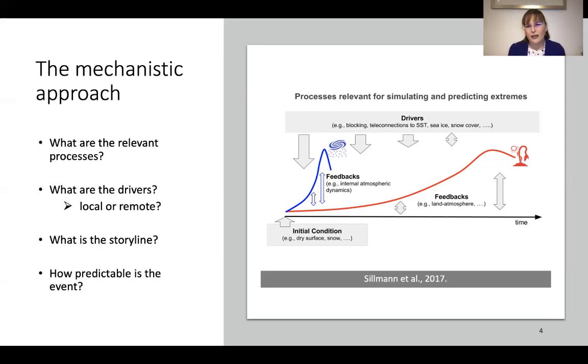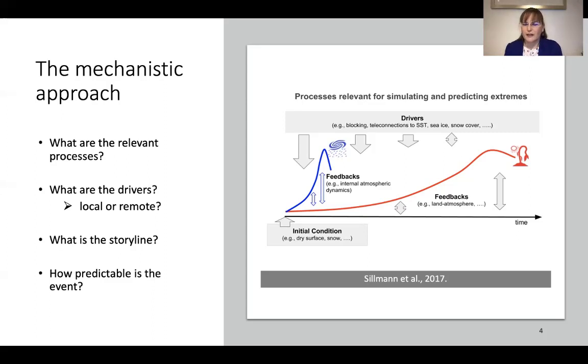And so I've shown here a picture from a paper by Jana Sillmann. And this really does a good job, I think, of showing how for a particular extreme, you've got lots of different things acting on it. So you might have different drivers. So these are things like blocking highs, teleconnections, different sea surface temperatures, sea ice, snow cover, those sorts of things.